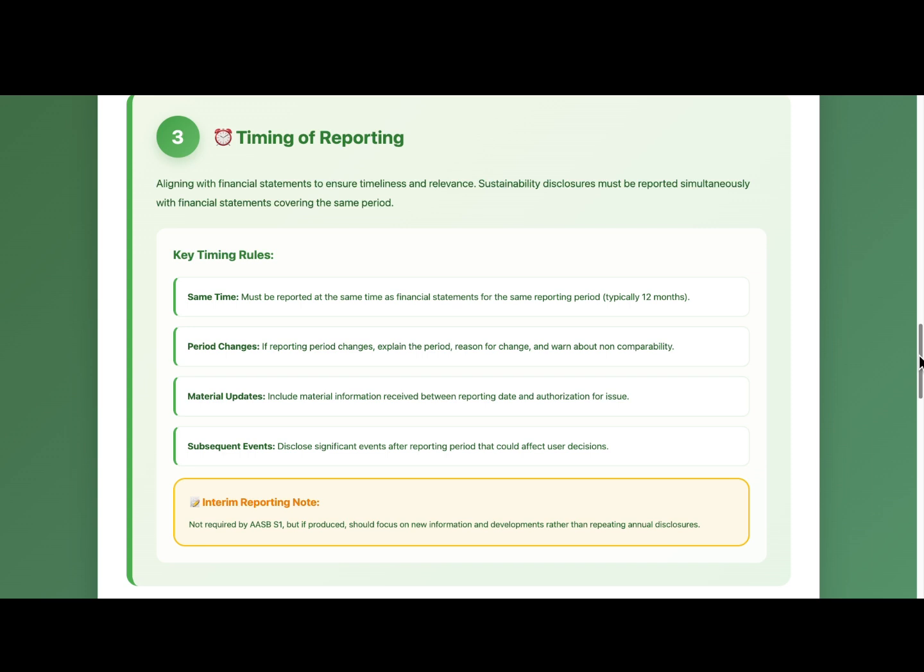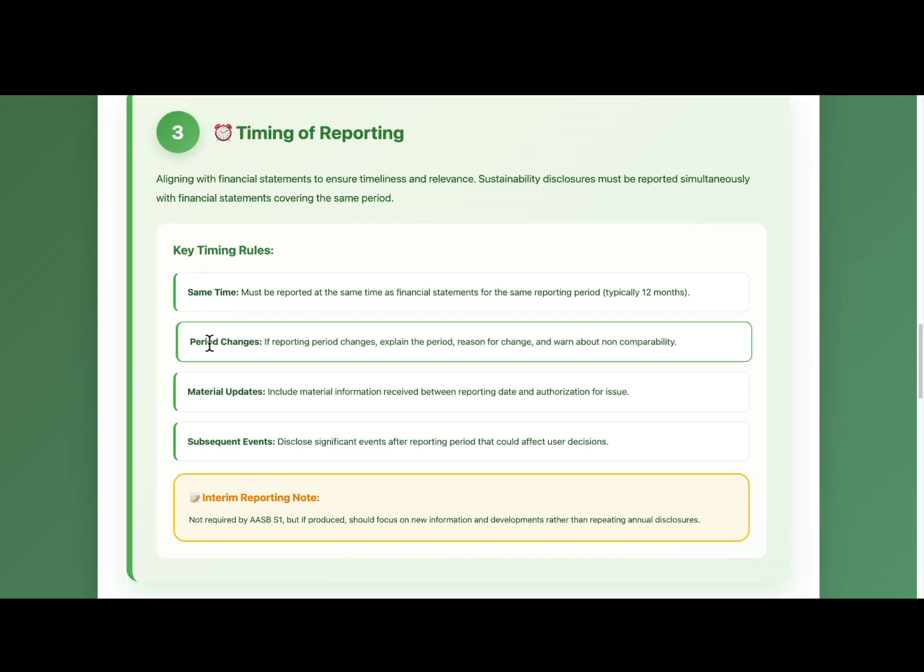The key timing rules are: it should be reported at the same time as financial statements. Period changes. If the reporting period changes, explain the period, the reason for change, and warn about non-comparability. Material updates. Include material information received between the reporting date and authorization for users. Subsequent events. Disclose significant events after the reporting period that could affect user decisions.